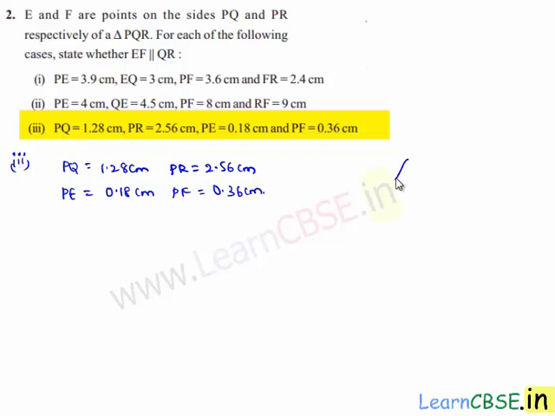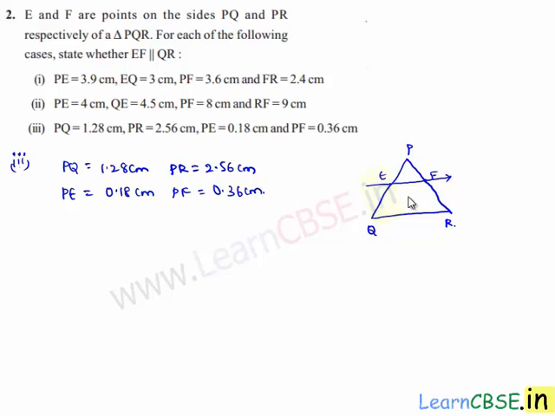Now let us consider a triangle PQR in which E is a point on PQ, and F is a point on PR. So let us join them. It forms a straight line EF. So he asked us to state whether EF is parallel to QR or not.